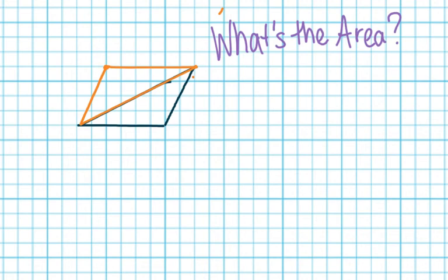And there you have it, 2 copies of the exact same triangle. And what does this create? This creates a parallelogram.